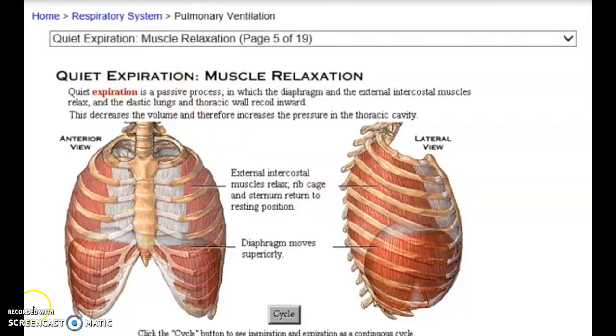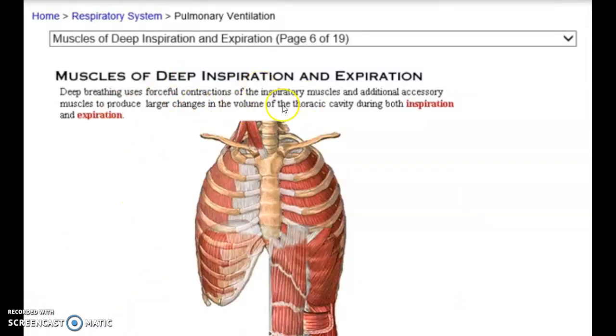So whereas quiet inspiration is active, by contracting the muscles, quiet expiration is passive, just by relaxing these muscles. Okay, well, how about if we take a deep breath, a deep inspiration and a deep expiration? What do we have to do this time? How is that different than a quiet breath? What we're definitely going to have to do is use more muscles, and even in expiration, muscles are going to be used in that situation.